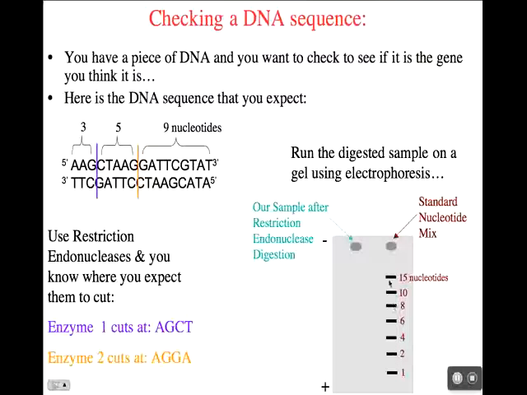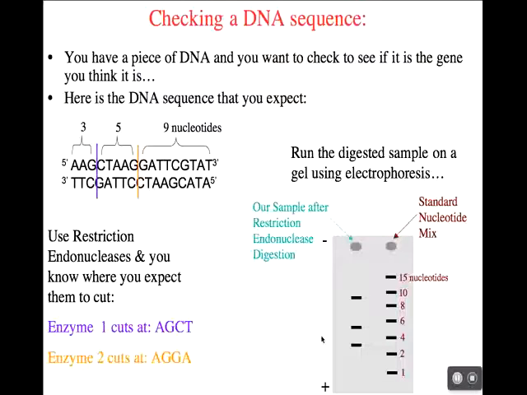Now here's the standard that you can buy from a company as a control to tell how big your fragments are. How many fragments are we expecting to see in our lane? 3. And where are we expecting them to be? 1 at 3, 1 at 5, and 1 at 9 nucleotides length. So the bottom one is 3, the middle one 5, and the top one 9. Restriction endonucleases can be used as a way of checking a sequence. If you're not 100% sure and want to double check before you do another process, you can use restriction endonucleases and gel electrophoresis.